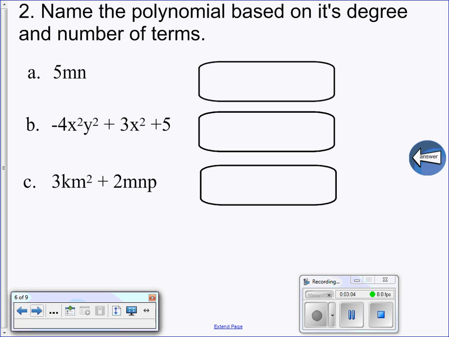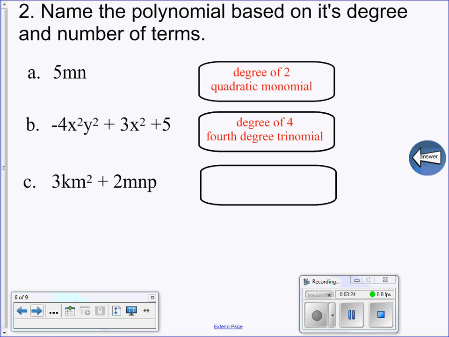So name the polynomial based on its degree and number of terms. So in the first one, that is a degree of 2, because the m has 1 and the n has 1, and it's a quadratic monomial. So a degree of 2 means quadratic, and it's just one term, that's a monomial.